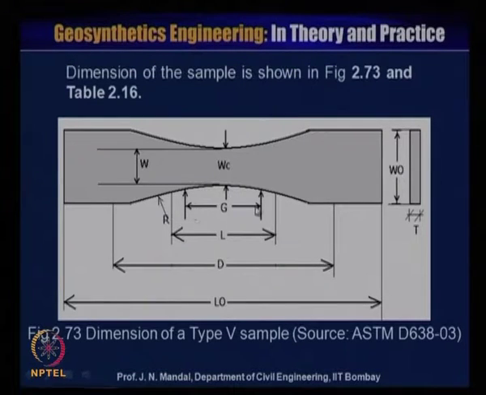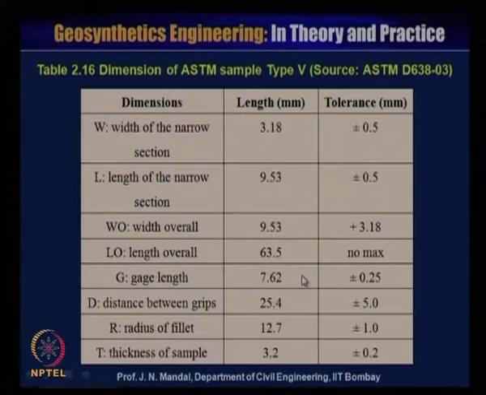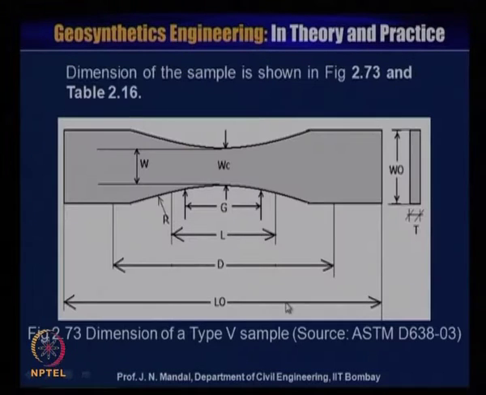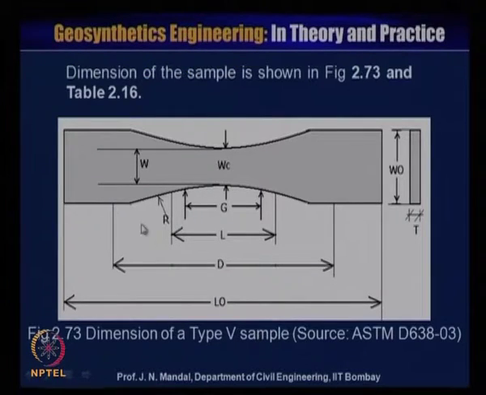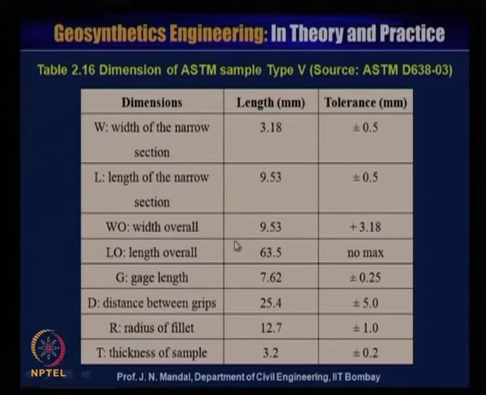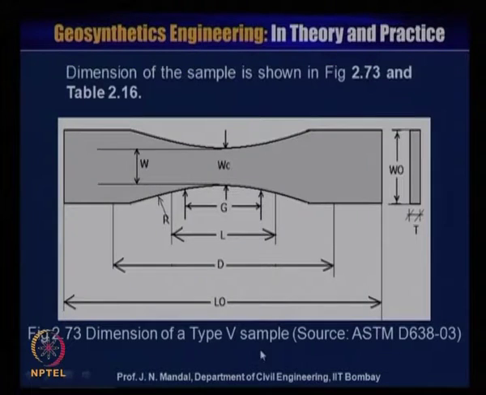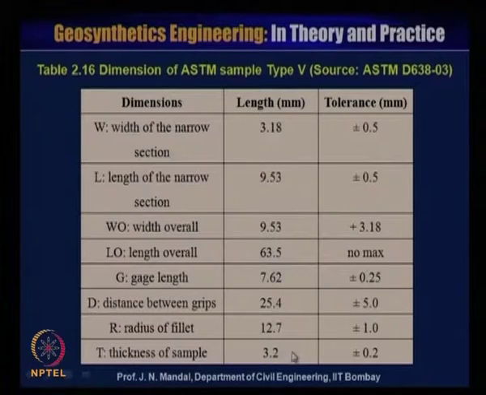G is the gauge length, 7.62. D is the distance between the grips, 25.4 millimeter. R is the radius of fillet, 12.7. And T is the thickness of the sample, which is about 3.2 millimeter, with some tolerances.